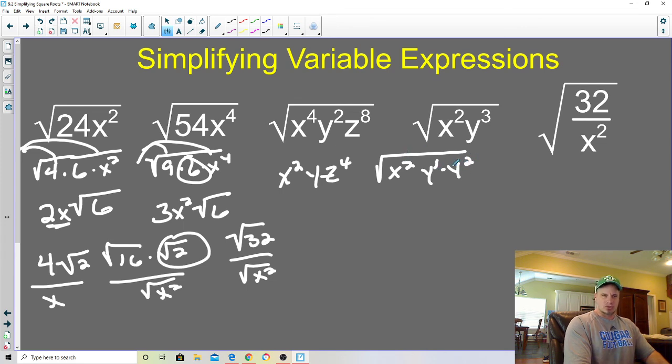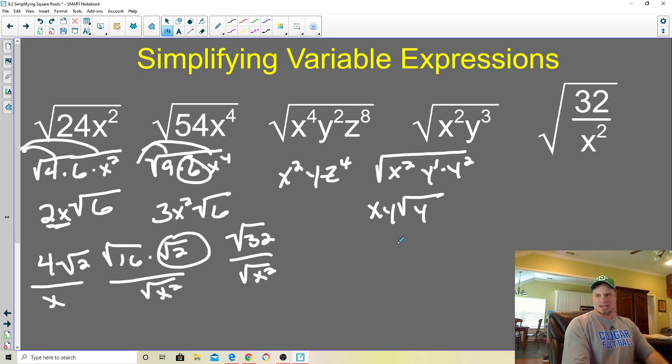Now, when you do that, notice this is the same as this. It's just in a different form. When I do that, I can just go ahead and deal with these two things. These come out of the radical. So the square root of x squared is x. The square root of y squared is y. And the trash, the leftover, is simply y. Just like that. No problems there.